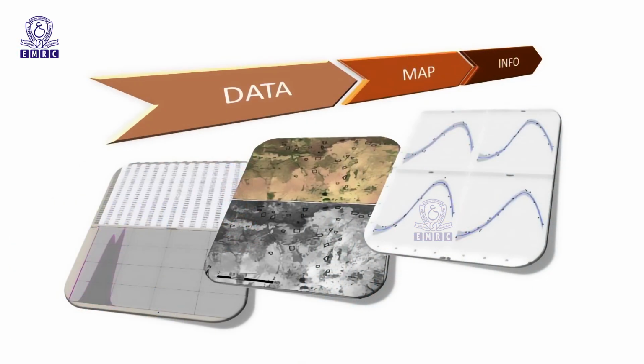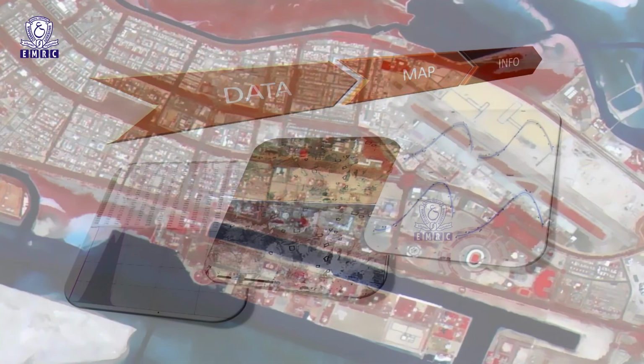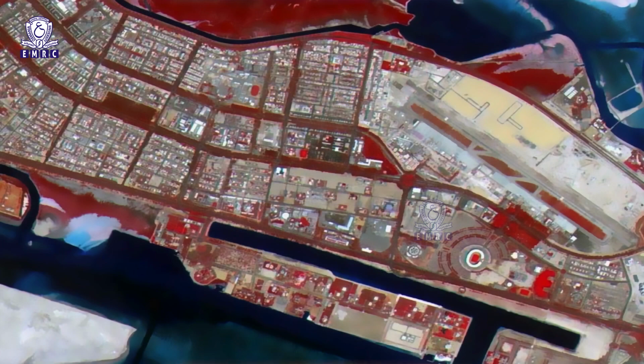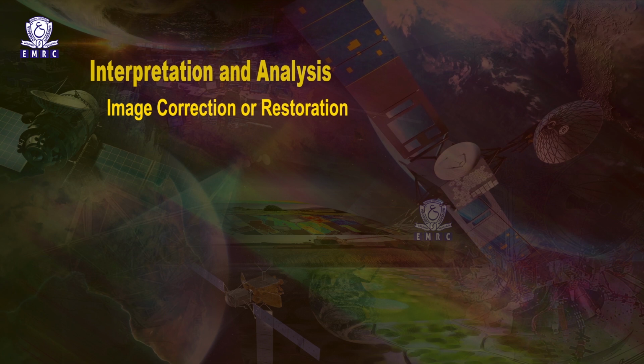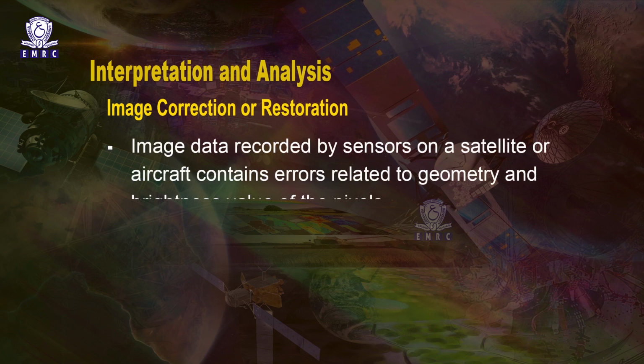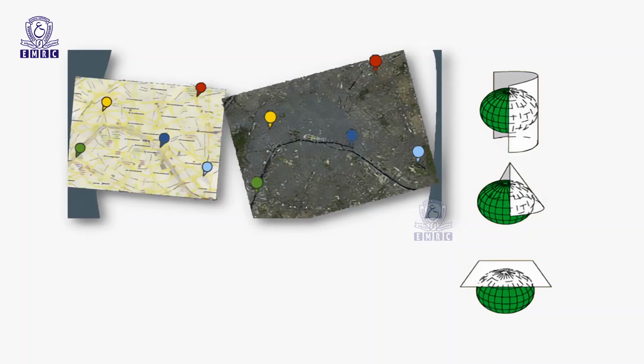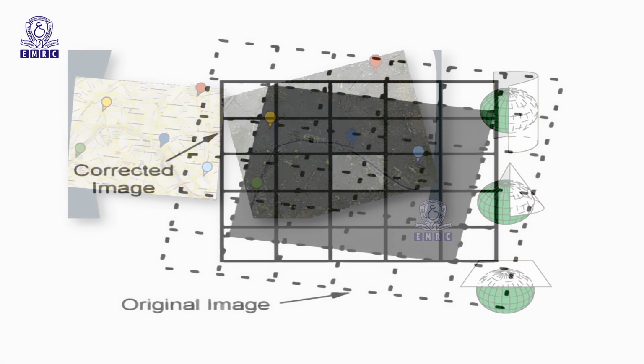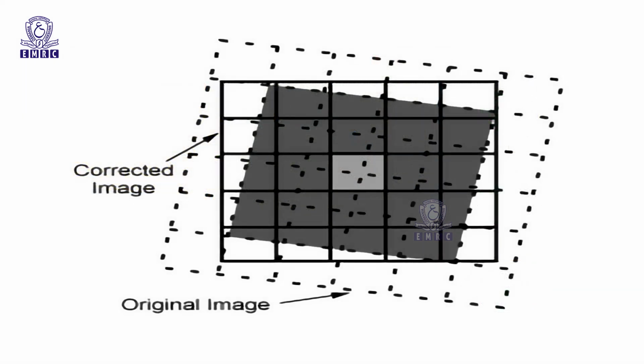Image processing, also called digital image processing, handles digital data and involves four basic steps. First, image correction or restoration. Image data recorded by sensors on a satellite or aircraft contains errors related to the geometry and the brightness value of the pixel. These errors are corrected using suitable mathematical models, which are either definite or statistical models.